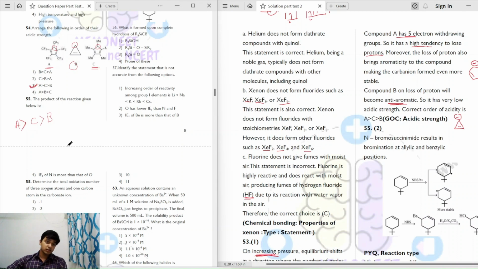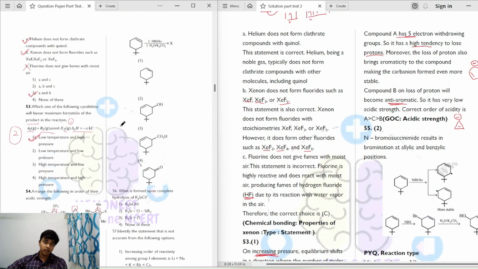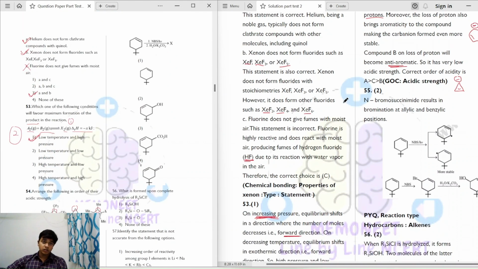Moving on to the next question. The question says the product of the reaction given below is, and if we take a look at the reaction, this is the reaction that we have. In this we have an alkene and we are reacting it with N-bromosuccinimide, and after that we are reacting it with water in the presence of a base. What we know about N-bromosuccinimide is that it carries out bromination via the free radical mechanism, and it prefers allylic as well as benzylic positions.